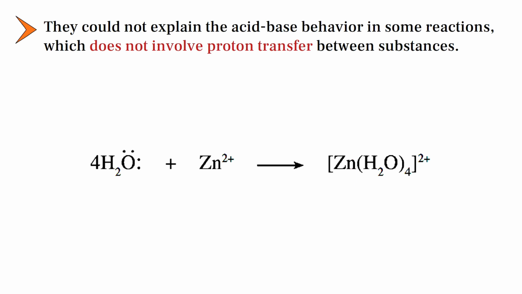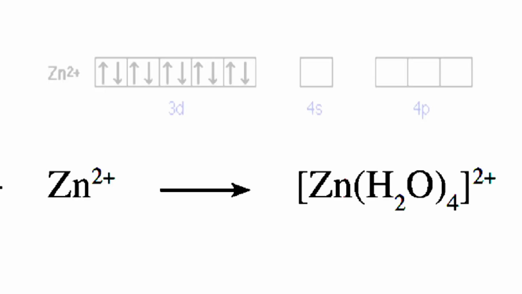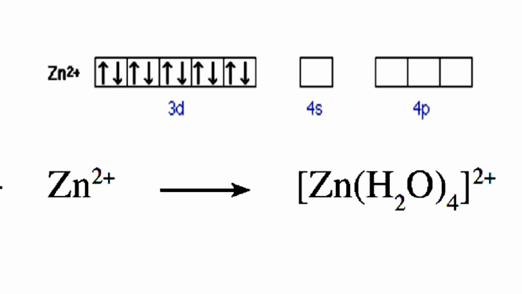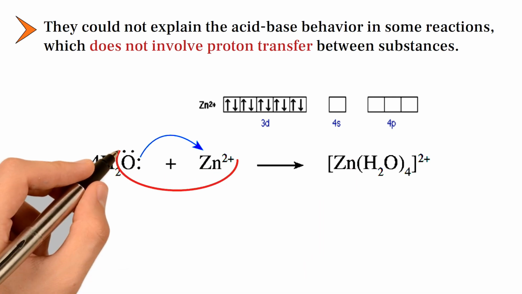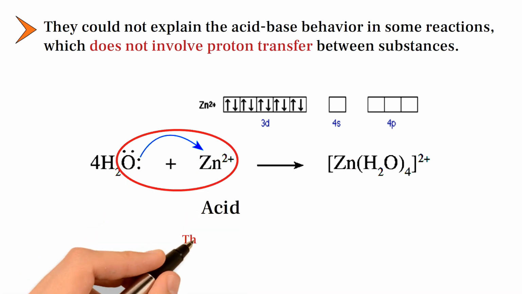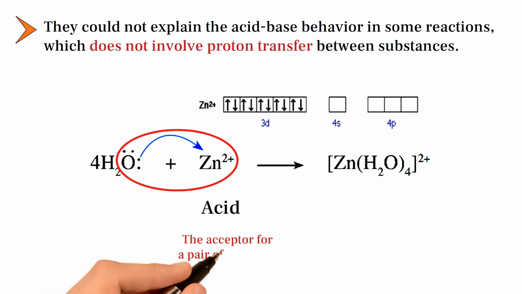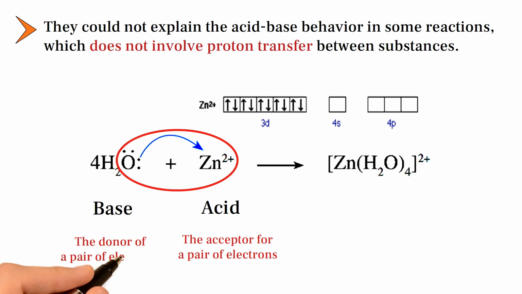But when Lewis studied these reactions, he noticed that the water molecule has a pair of non-bonding electrons, while the zinc ion, as we can see, has empty orbitals. So they will form a coordinate covalent bond. Therefore, the zinc ion is the acid because it's the acceptor of a pair of electrons, while the water molecule is the base because it's the donor of a pair of electrons.